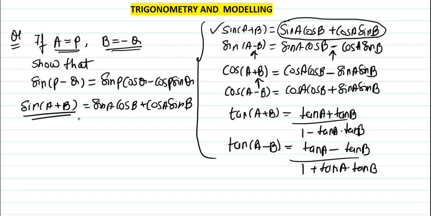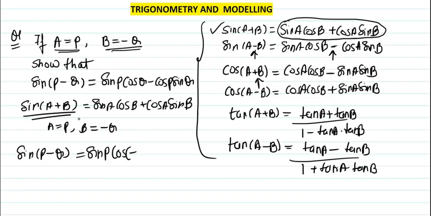Okay, let's put in the values. Our A is P and B is minus Q. So if you put it here, it should be sine P minus Q. Put A equal to P, so it should be sine P cos minus Q, because B is minus Q, plus cos P and sine of minus Q.